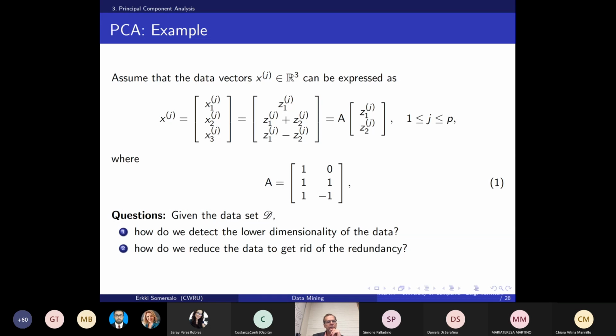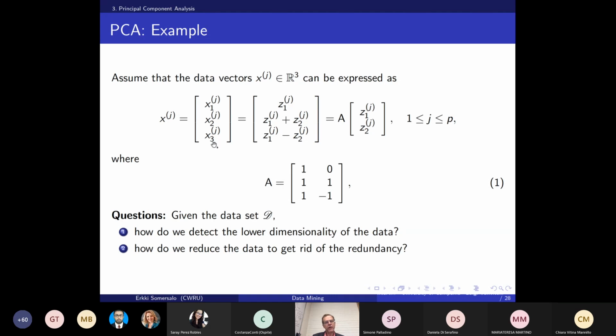So here is an example. This is an example where you have data which is redundant. And in this example, you know exactly in which way it is redundant. So suppose I have vectors xj, where j is running from 1 to p. So I have three-dimensional data. And the components of each vector are x1, x2, x3 here. But then, for some reason, I know that my data is given in such a way that the first component, x1, is equal to z1. And then there is another vector, z2.